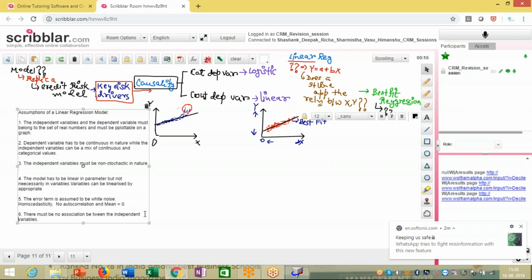Tamay, can you explain homoscedasticity again? I missed that. So homoscedasticity means constant variance of the error term. Okay, let's say I got it.